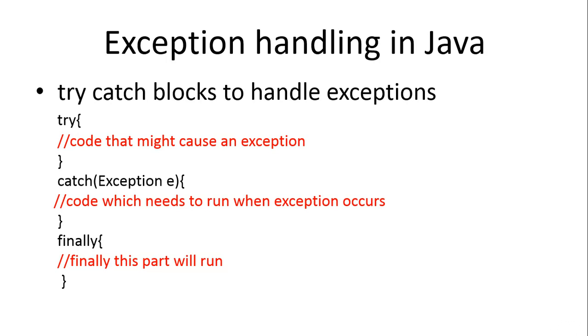If the code inside the try block has an exception, then the catch block will be executed, and also the finally. If there is no issue in the code in the try block, the catch block will not be executed, but the finally block will be executed.